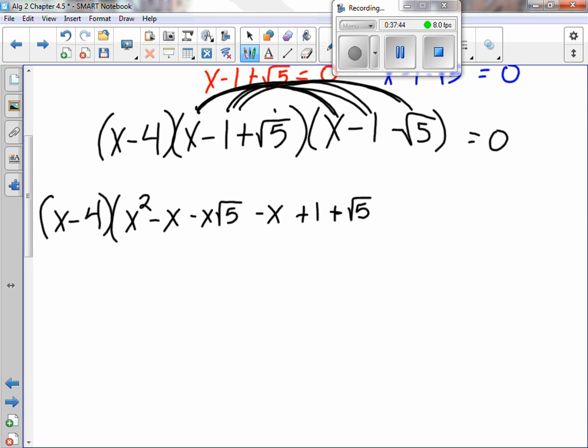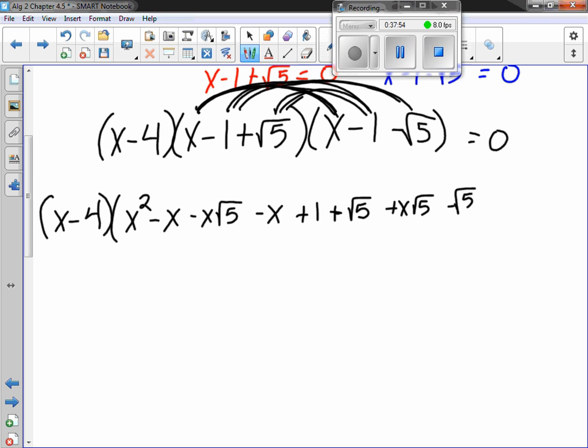And lastly, we'll do the square root of 5. So square root of 5 times x would be plus x square root 5. Square root of 5 times negative 1 would be negative square root of 5. And the square root of 5 times negative square root of 5 would be negative 5, because square root of 5 times the square root of 5 would be the square root of 5 squared, and the square and square root would cancel, yes? Are we comfortable with saying that?